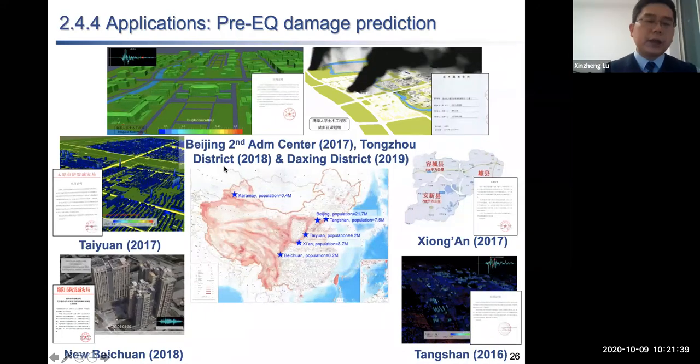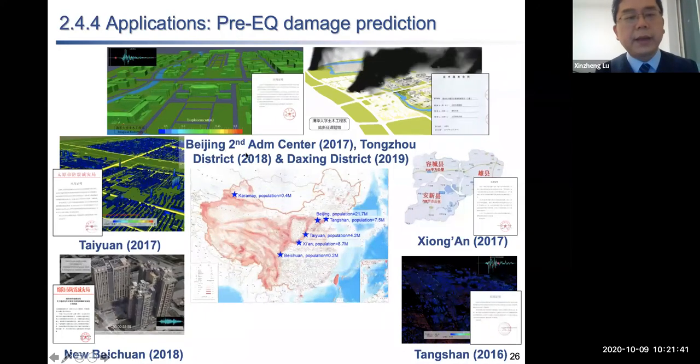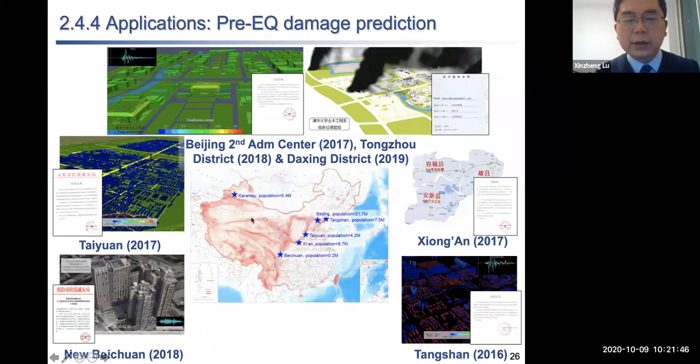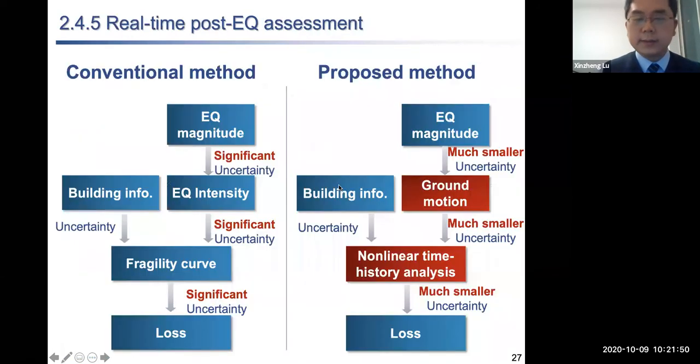And such technology can also be used for the urban planning of the cities. This technology has already been quite used in many cities in China, like Beijing. And this technology also can be used right after an earthquake to provide the post-earthquake assessment. The traditional way, we know the earthquake magnitude, then we predict the intensity and we predict the loss. All these procedures have significant uncertainty.